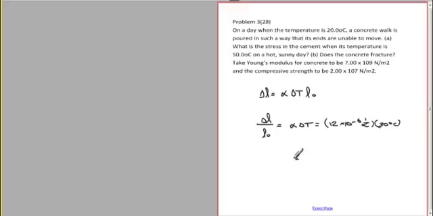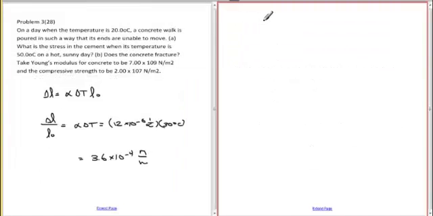So we get 12 e to the minus 6 times 30. And so the change in length divided by L0 is 3.6 times 10 to the minus 4 meters per meter in this case. So now we go to the other expression we were using, the stress is equal to E times epsilon. But epsilon is this thing right here.